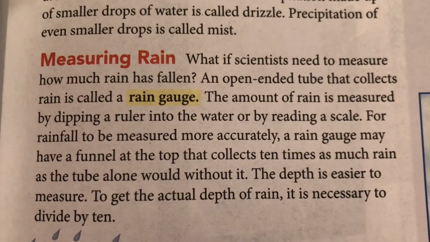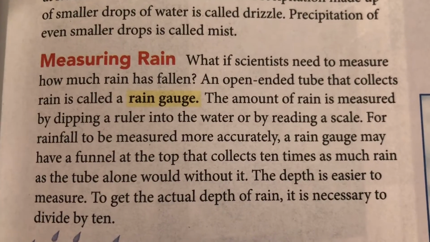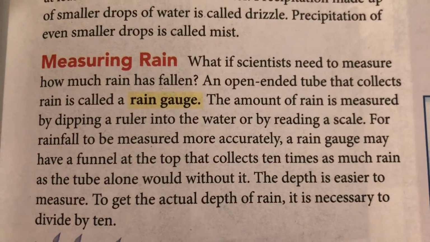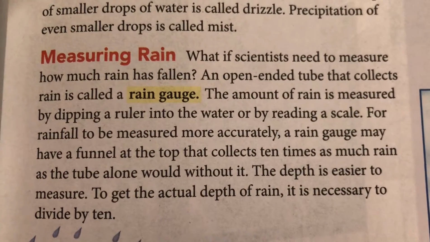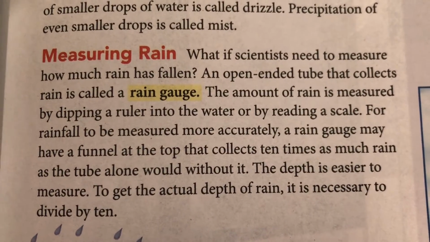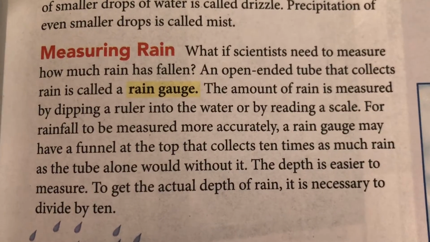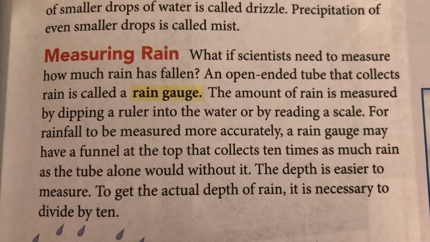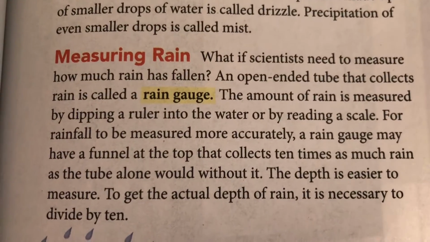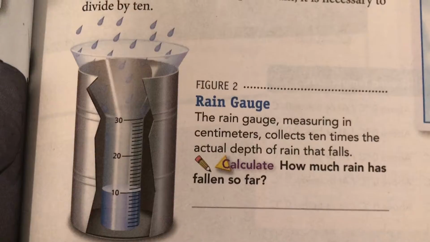For rainfall to be measured more accurately, a rain gauge may have a funnel at the top that collects 10 times as much rain as the tube alone would without it. The depth is easier to measure. To get the actual depth of the rain, it is necessary to divide by 10. There's a simple example of a rain gauge there.